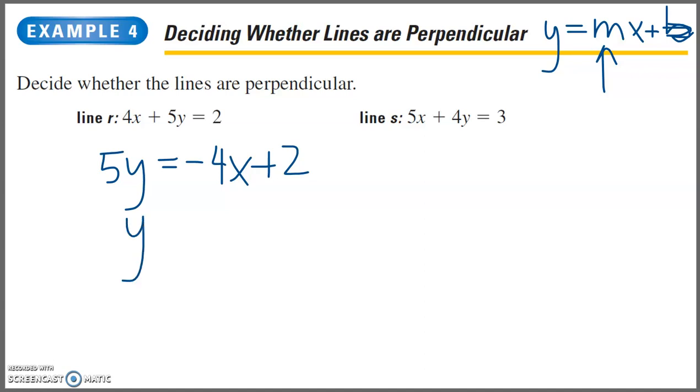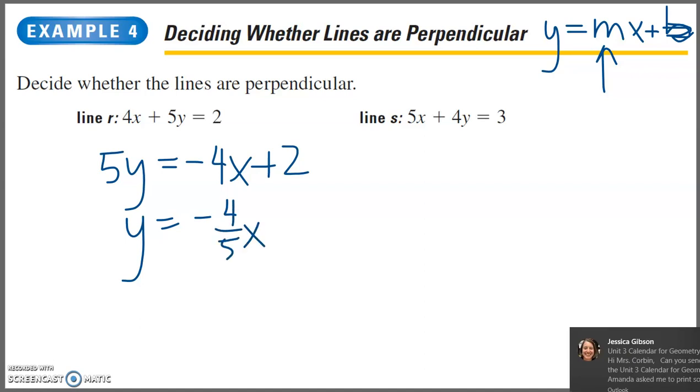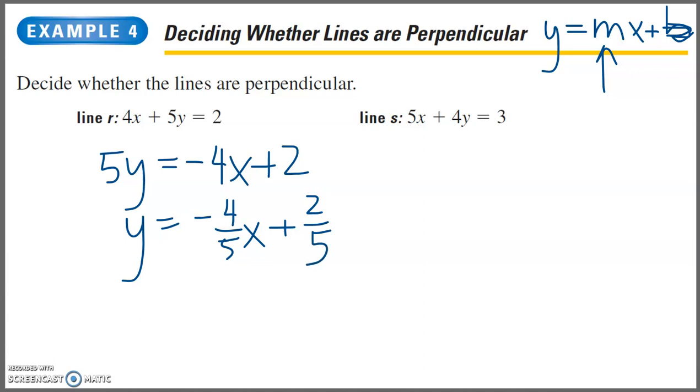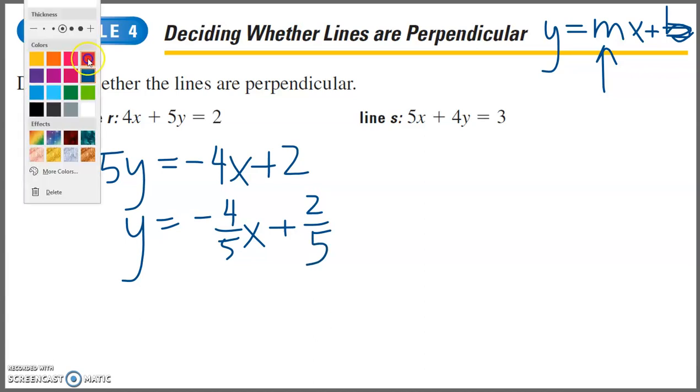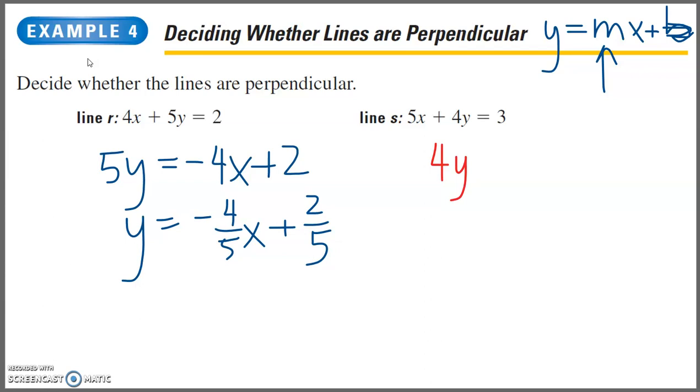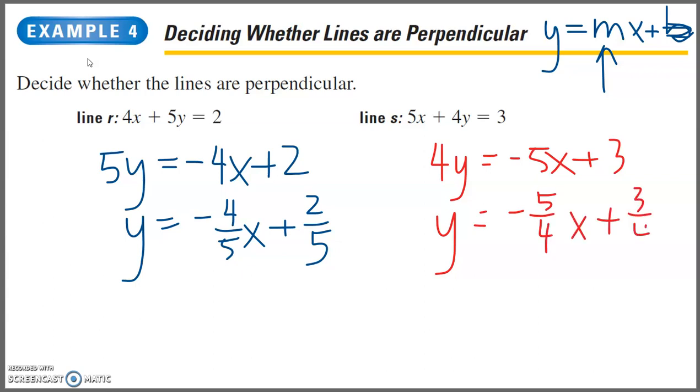Now I'm going to divide by 5. So you're going to divide the first term by 5. That would be negative 4/5 x plus, and then also this term divided by 5, plus 2/5. All right, now let's repeat that process for the other line, line S. I'm going to first subtract the 5x over. And let's divide by 4 now. So y equals negative 5/4 x plus 3 over 4. You've got to divide both terms by 4.